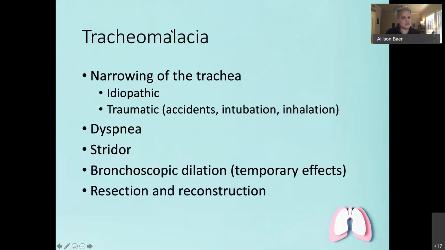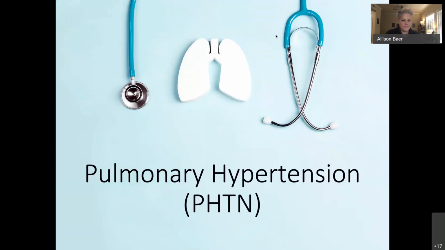And then tracheal stenosis. I think I forgot, this is a typo. This is tracheal stenosis, not tracheomalacia, but this is just a narrowing. Stenosis, like in any other part of the body, is a narrowing of the trachea. Sometimes it just happens out of nowhere, and sometimes it's from trauma that causes scar tissue that narrows the trachea. But again, you're going to see stridor, dyspnea. You can use a bronchoscope to dilate it, but usually that's a temporary effect. So sometimes, if it is scar tissue, they might need resection and reconstruction.